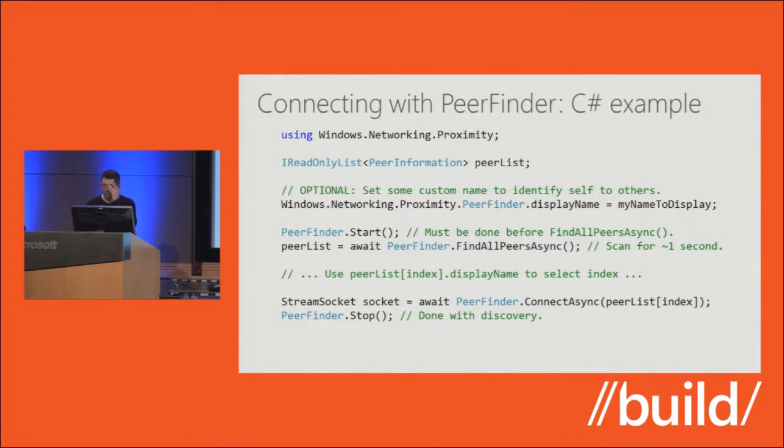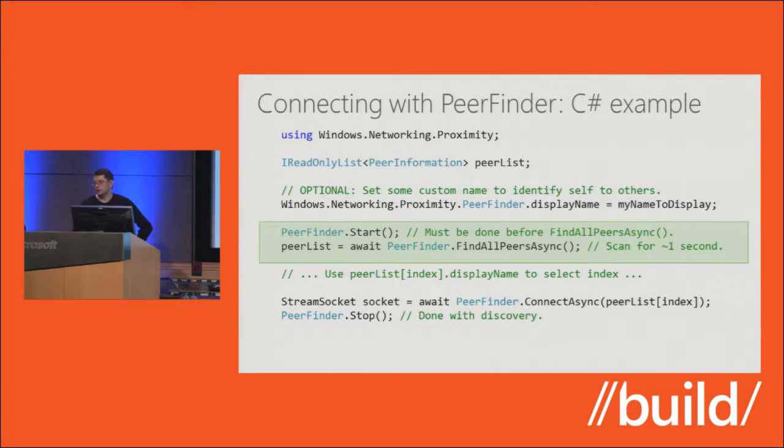Here's an example of the connecting side in C#. All of the peer finder and peer information is, again, in the Windows Networking Proximity namespace. So we'll define a list of peer information objects to be used. Now here the initiator also sets a display name. This can be used with a confirmation step that we saw in the previous slide. So-and-so wants to play a game with you, or wants to join your collaborative editing session, or whatever it is that you're doing. He then calls start and find all peers async.